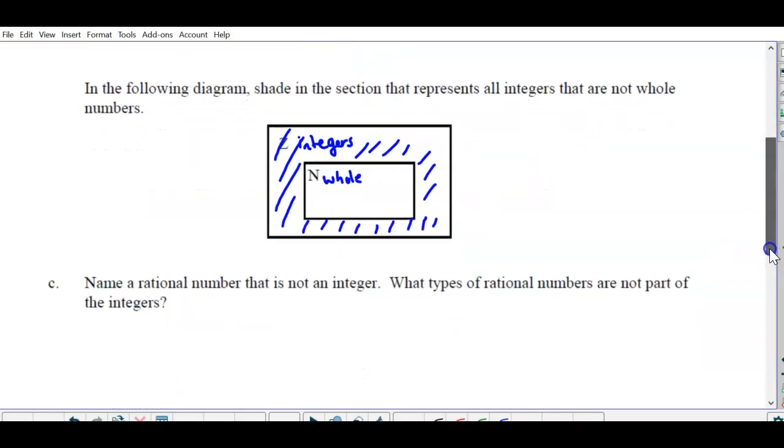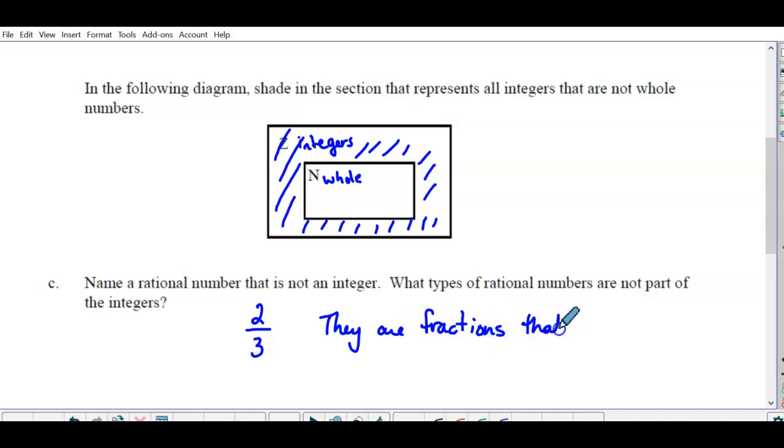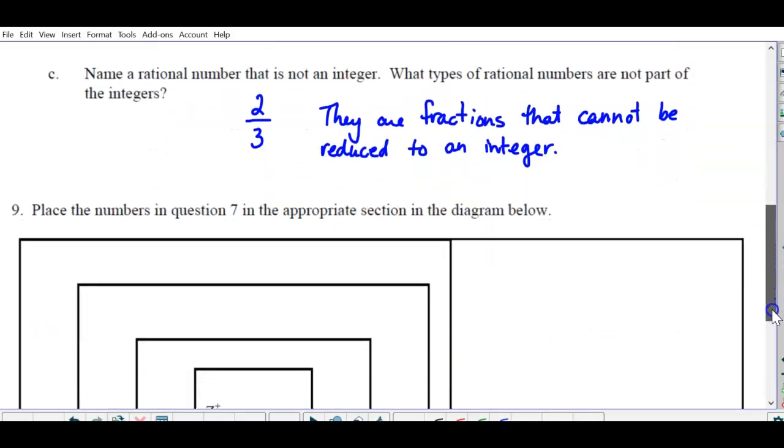Okay, name a rational number that is not an integer. What type of rational numbers are not part of the integers? So a rational number that's not an integer would be something like 2/3. Well, they are fractions. I mean, they can be converted to decimals, but they are fractions that cannot be reduced to an integer. So basically, they don't have a common factor that can be reduced.